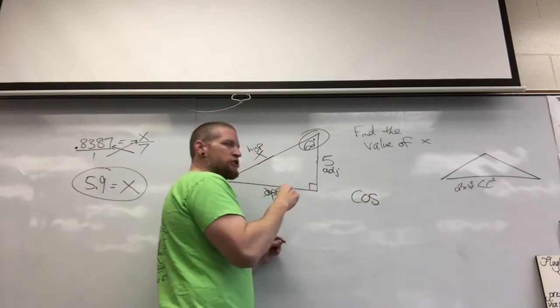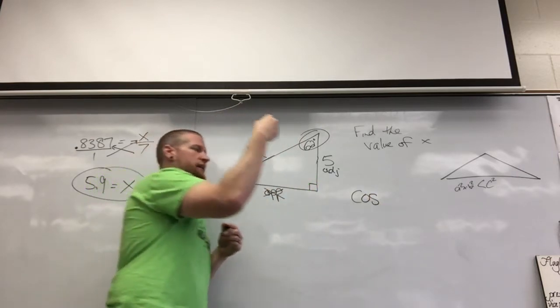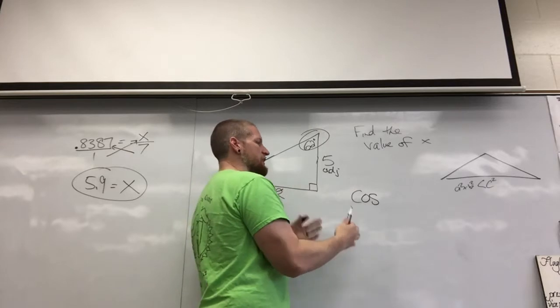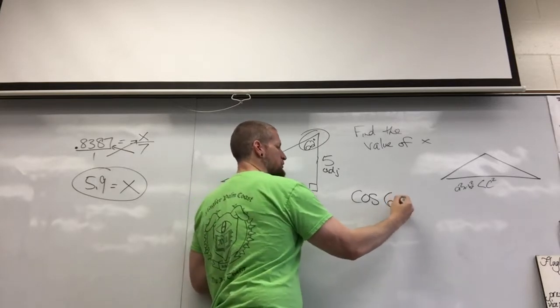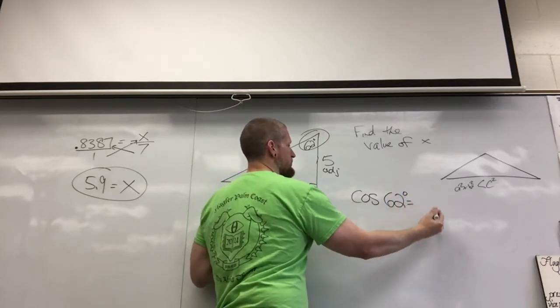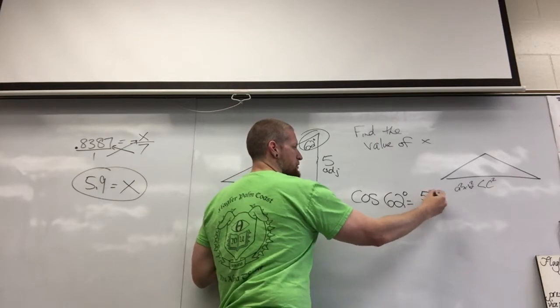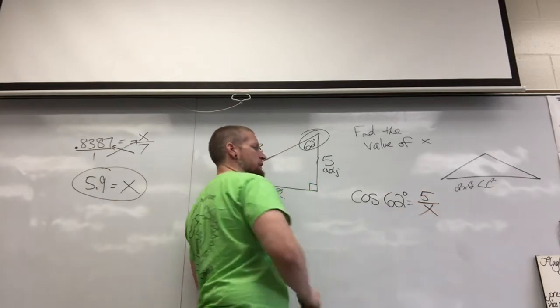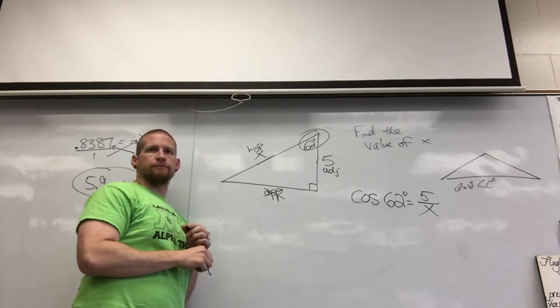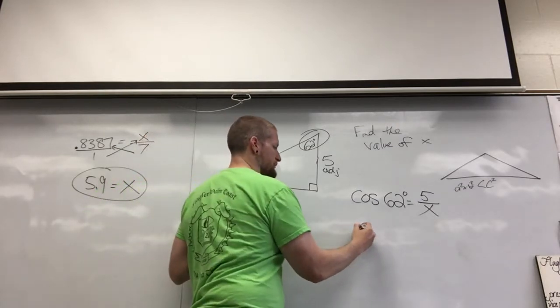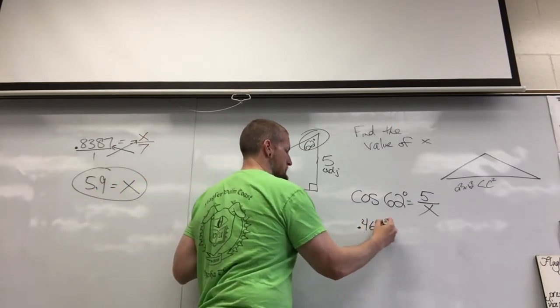Cosine. And when you set it up, again, it's always cosine or whatever your ratio is, and then you put the angle after it, and then you actually write out the ratio. So cosine is adjacent over hypotenuse. It'd be 0.4694.